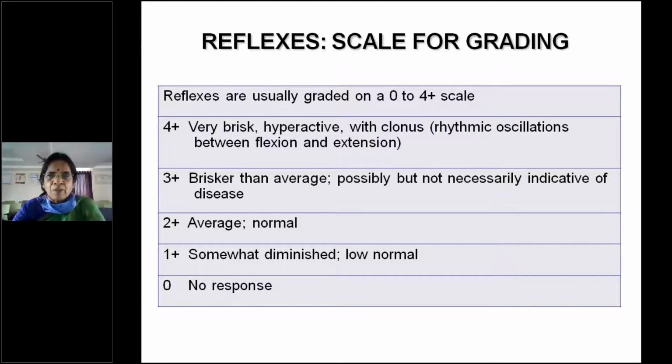3 plus means brisk, but usually there will not be any clonus. 4 plus means there will be clonus. It is patellar clonus or ankle clonus, you can make out. So if you flex the knee joint and then the ankle joint, and then apply the stimulus, rhythmic oscillations will be there. That is what is called a clonus. So that means the reflex is exaggerated.